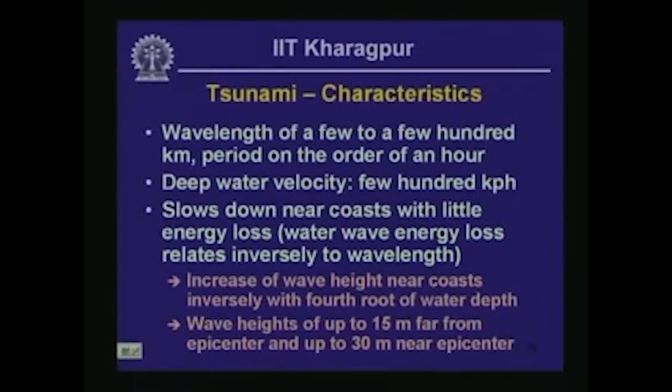The second important thing is that the deep water velocity of a tsunami wave could be as large as a few hundred kilometers per hour. Wave propagation velocity could be as large as maybe 900 kilometers per hour in very deep waters. The velocity is going to slow down because, if you recall, the propagation velocity of a shallow water wave is proportional to the square root of g, the acceleration due to gravity, multiplied by the depth of water. So near the coast, the wave velocity is going to slow down.